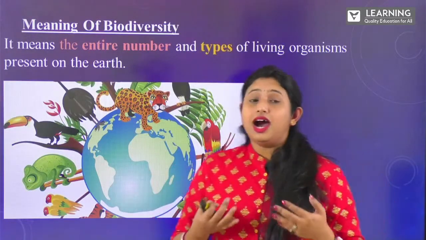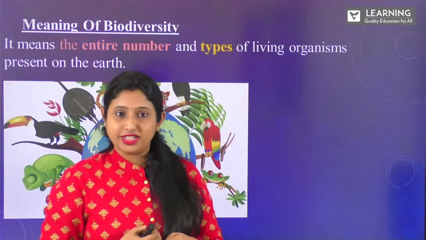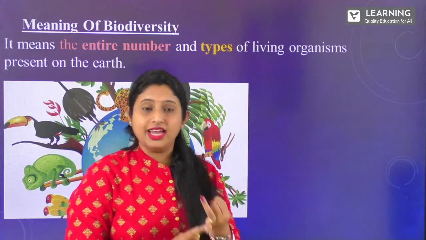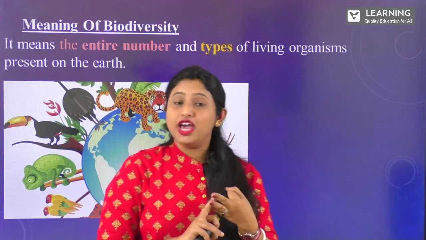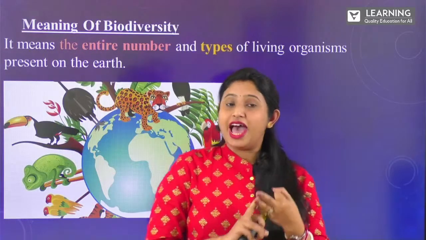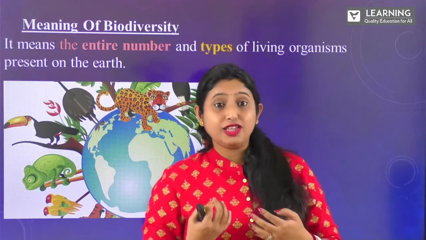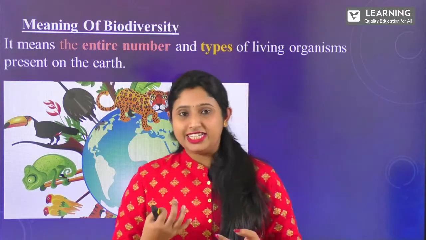So there are mainly 4 hotspots of biodiversity in India. One is the Himalayas, next is the Western Ghats, the third is the Indo-Burma region, and the fourth is Sundaland. So these are the 4 biodiversity hotspots in India.